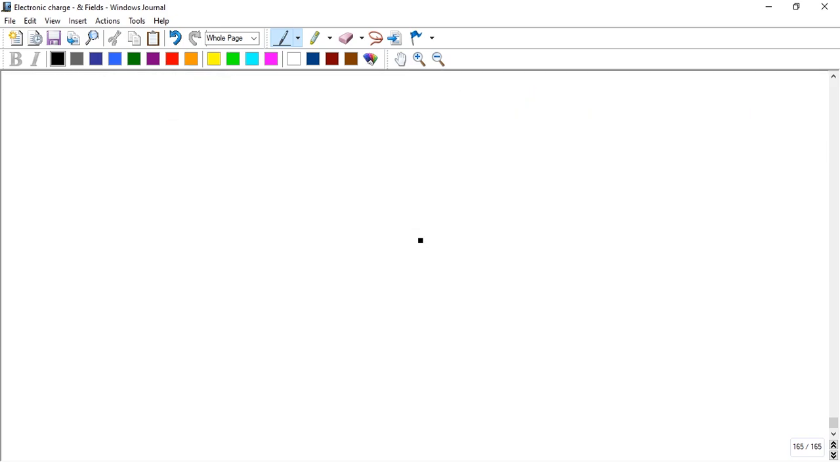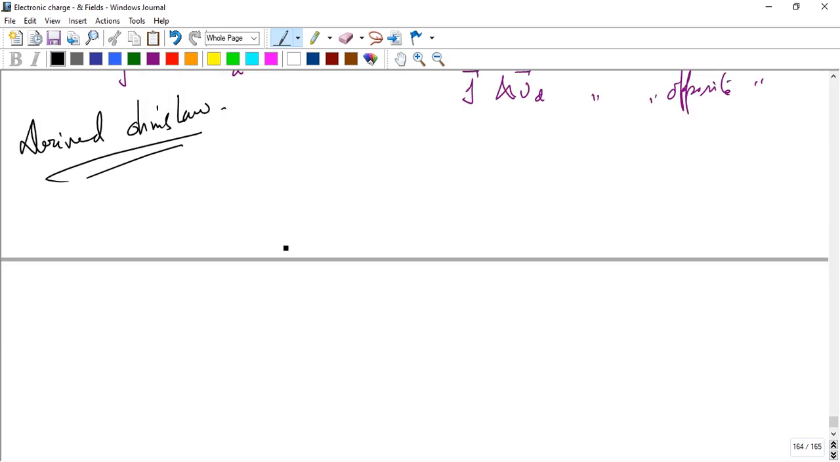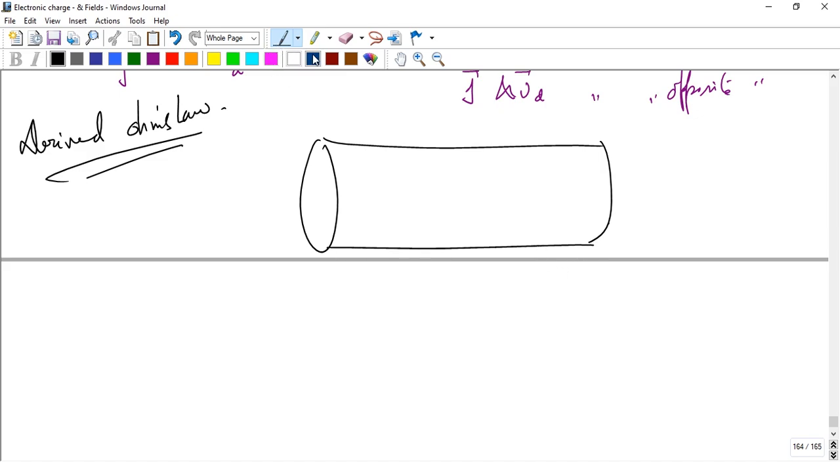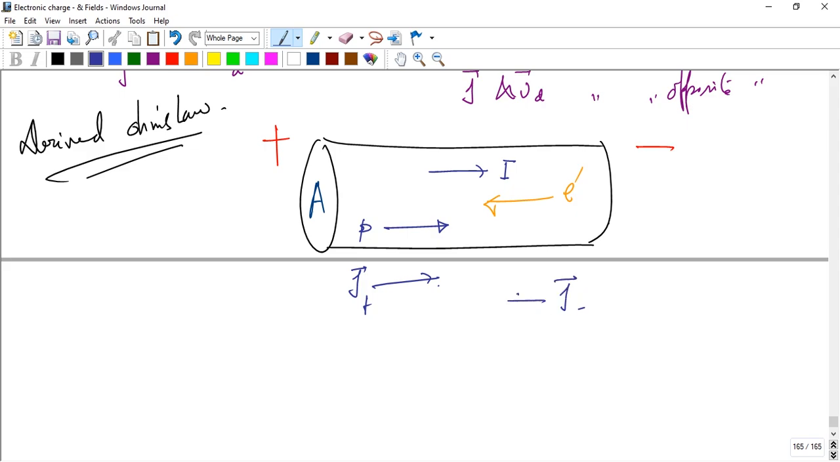Consider a metallic wire, with cross-sectional area A. Suppose there is a positive terminal and a negative terminal. Electrons move in that direction, so the current moves in the opposite direction. If you choose positive charges, they move in the other direction, so J plus is in the same direction and J minus is in that direction.